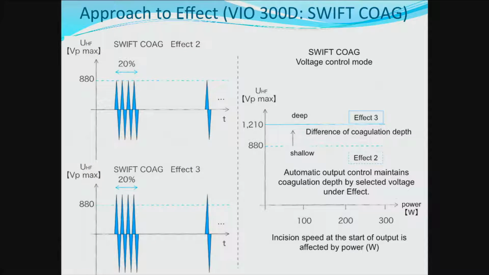In swift coagulation of bio, voltage control reliably maintains coagulation depth by the selected voltage and the effect regardless of output power.